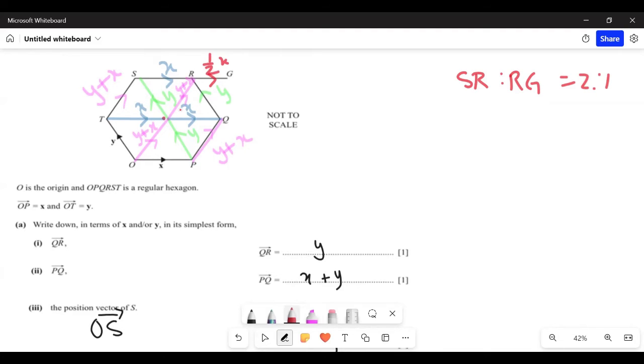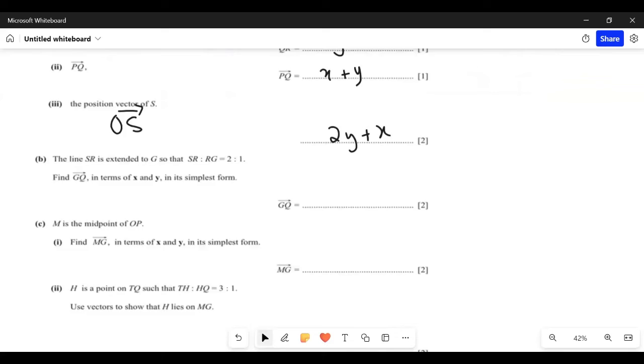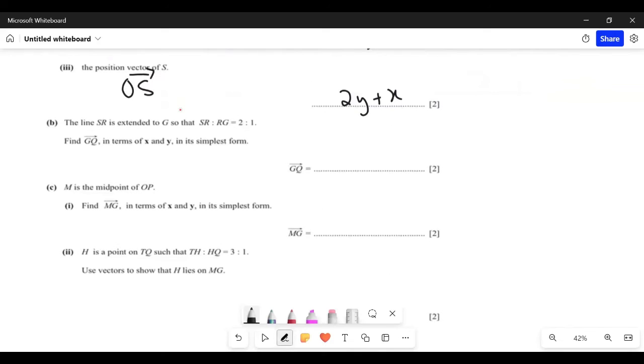Next we have to find GQ. So we have to go from here to here. So that's minus half X and then minus Y. So the answer should be minus half X minus Y.